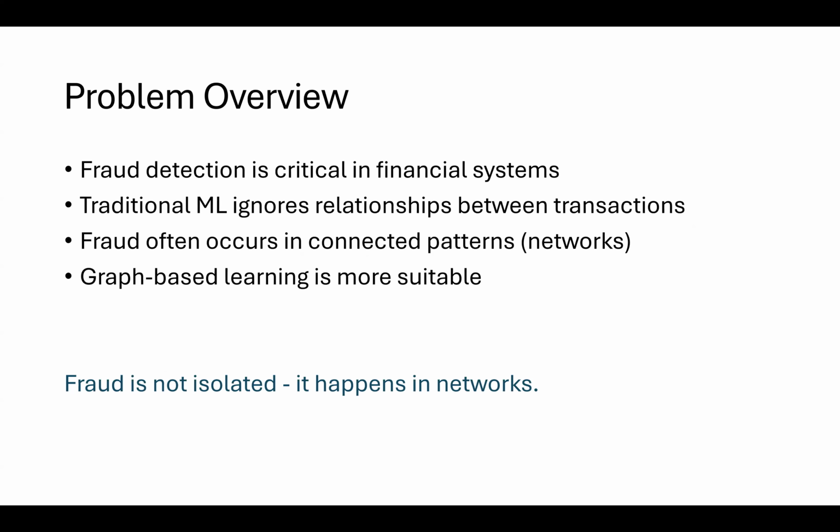So the problem overview is fraud detection is very important in financial systems. Traditional machine learning treats transactions independently and ignores relationships, but fraud usually happens through connected patterns and not isolated events. So it makes more sense to model transactions as a graph, and that's why graph-based learning is more suitable here.